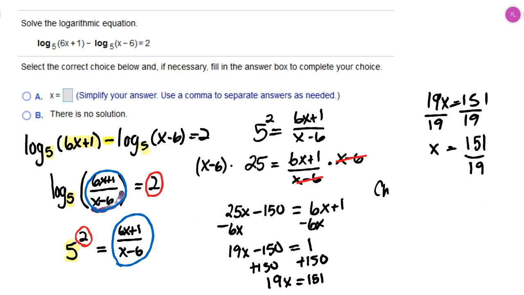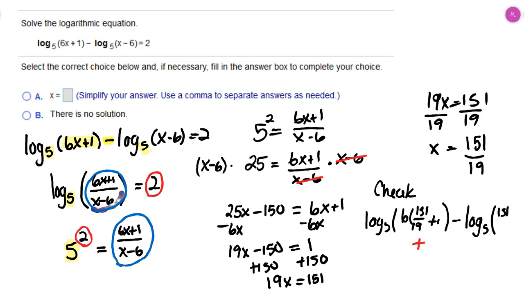Then we need to check. We're going to check log base 5 of 6 times 151 over 19 plus 1. That's going to be positive. This is a positive times a positive, which is a positive, plus a positive is a positive. Then we need to check the other log: log base 5 of 151 over 19 minus 6. All I need to do is see if 151 over 19 is greater than 6. That is about 7.9. 7.9 minus 6 would come out to be a positive. So we're going to be able to keep this value. That would be my solution, 151 over 19.